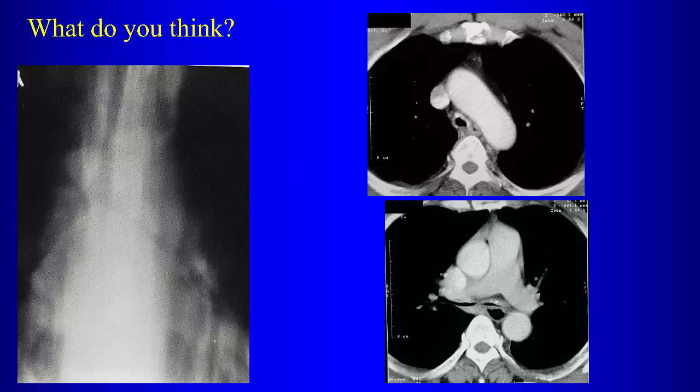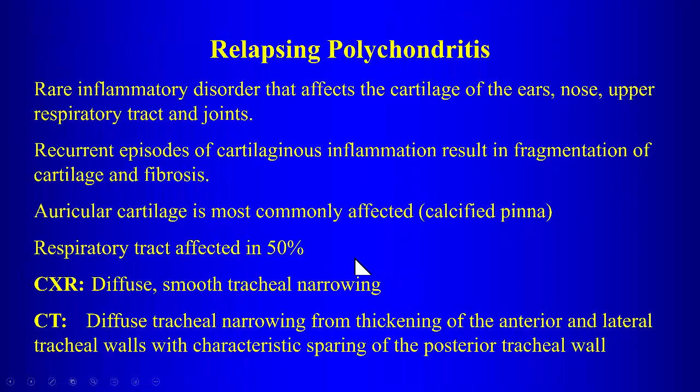So what inflammatory condition can give you diffuse airway narrowing and spare the posterior wall? This could be relapsing polychondritis. Yeah, this is relapsing polychondritis. So it's an inflammatory condition of cartilage that can affect the airways. And it can extend down to the main stem bronchi and sometimes you get calcifications too, as in this case, okay? So that's relapsing polychondritis.